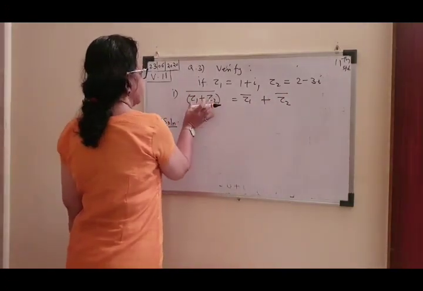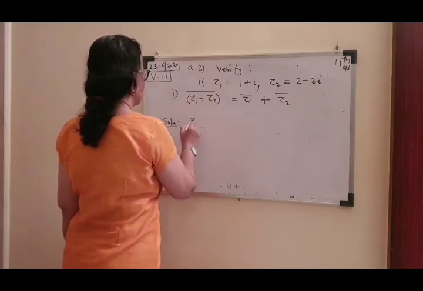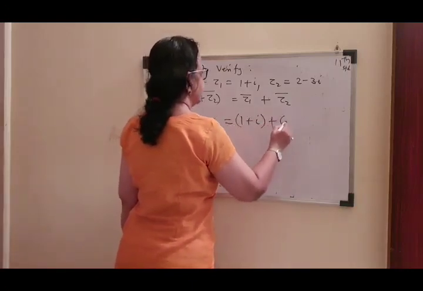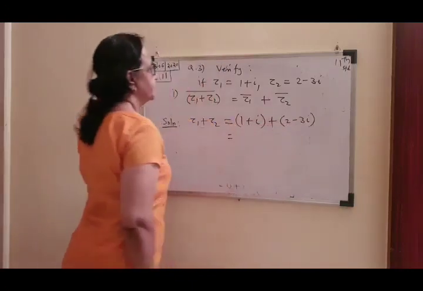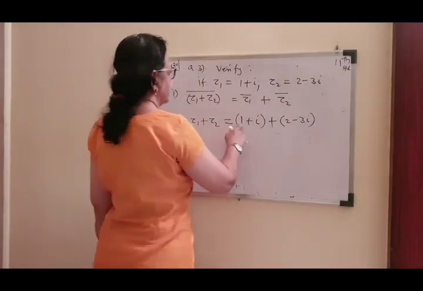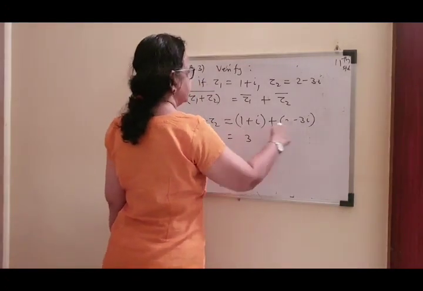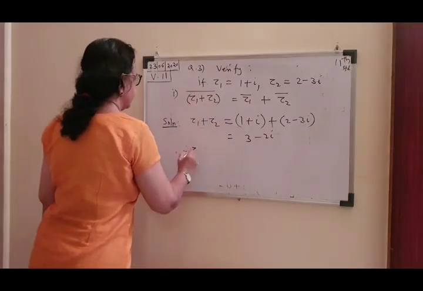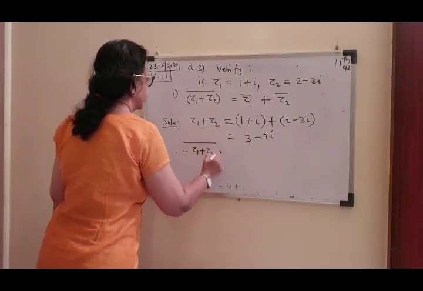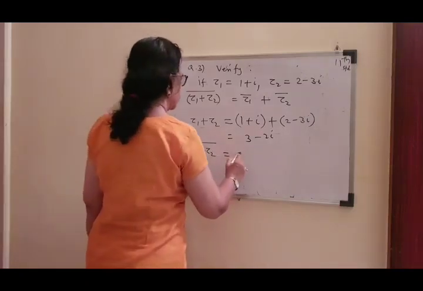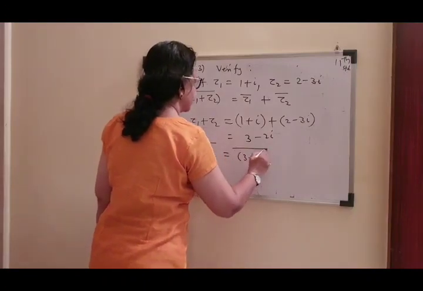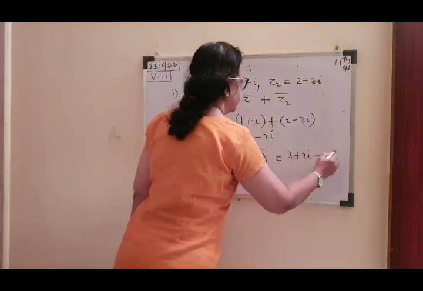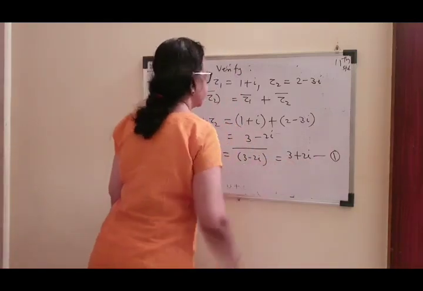So first you find the addition and then go for the conjugate. So we will say Z1 plus Z2. First addition: 1 plus i plus 2 minus 3i. When you remove the brackets, 1 plus 2 is 3, plus i minus 3i is minus 2i. And then the bar. So Z1 plus Z2 and the bar, that is 3 minus 2i and the conjugate of it. So how do you write the conjugate of 3 minus 2i? 3 plus 2i. Call it number 1. Imaginary part, change the sign of it.